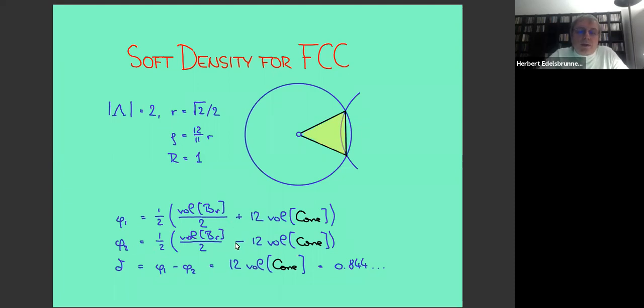Phi2, I take the cones negative, because I'm interested in the segments outside the cones. The cones all together with these segments make exactly half the sphere. So I just have to subtract the cones and then I get these segments. And then Phi1 minus Phi2. In this case, I don't have triple overlap for the FCC lattice. It's therefore 12 times the cones, and then normalized this gives 0.844. Just to get a feeling of how this works.